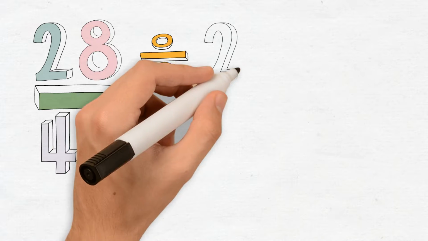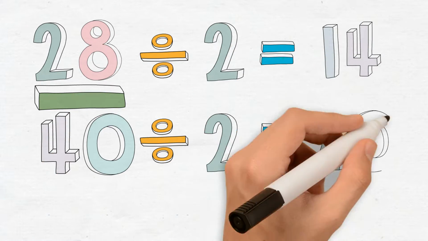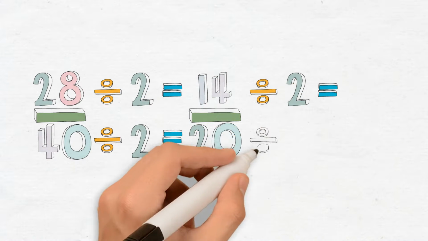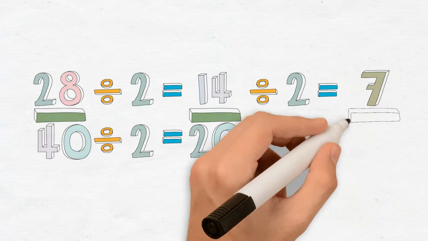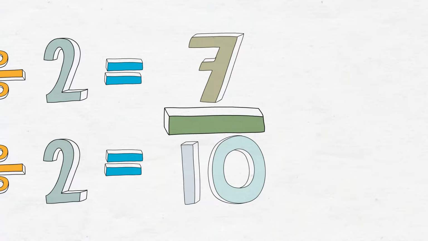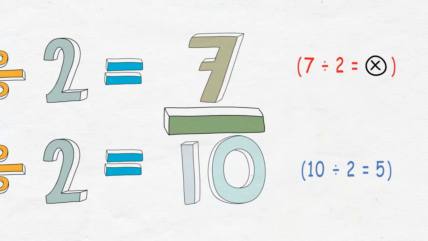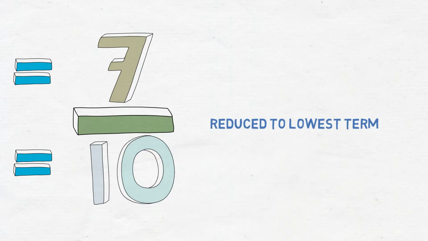28 divided by 2 is 14, and 40 divided by 2 is 20. Now let's divide our new fraction by 2 again. 14 divided by 2 is 7, and 20 divided by 2 is 10. We are now left with 7 over 10. We know we can still divide the 10 by 2, but we can't divide the 7 by 2, meaning that 7 over 10 is reduced to its lowest term.